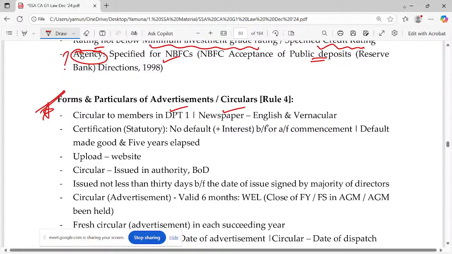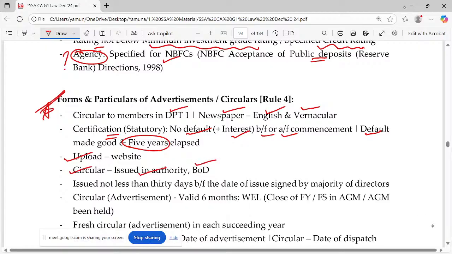How do we have to circulate it? You have to give it in a newspaper, and it should be in two languages: English and a vernacular language, the local language. And it has to be properly certified. What does that certification consist of? No default is made, which I already discussed. No default is made in the interest we have paid, either before or after the commencement of the Act. And if any default was made, the default has been made good and 5 years have lapsed. You have to upload it on the website along with the newspaper advertisement, and the circular should be issued under the authority of the board of directors.